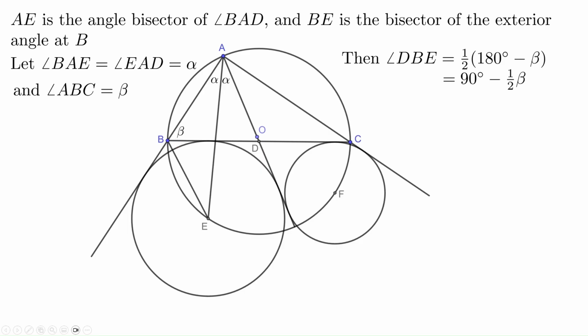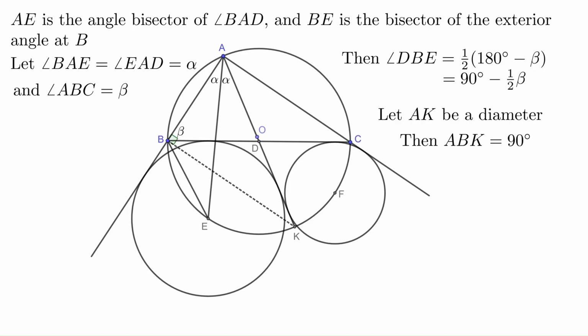This angle. We are going to find another way to calculate the measure of angle DBE. Point O is the center of the circumcircle. Extend AO all the way to the other side of the circle to form a diameter, AK. Connecting BK, then the angle ABK here is a right angle. One part of the angle has measure beta, then the other part, ABK, has measure 90 degrees minus beta.